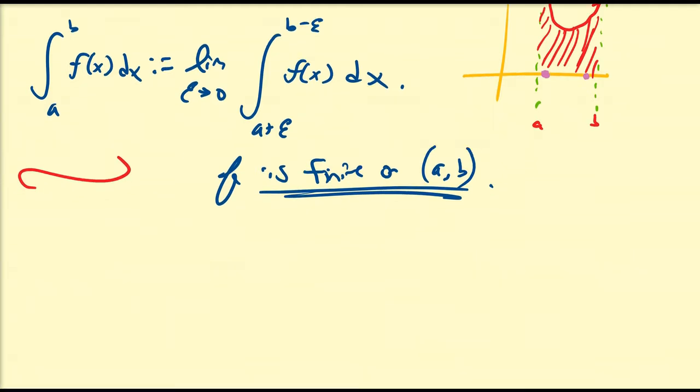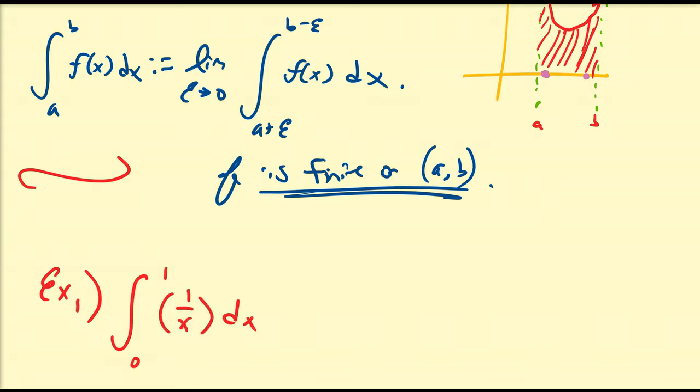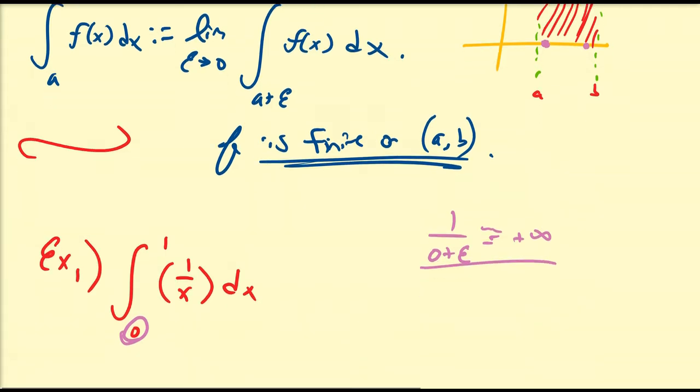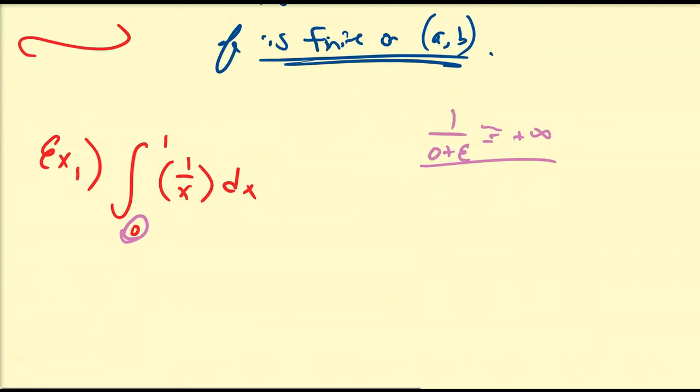All right, so the first example, suppose we have the integral from 0 to 1 of 1 divided by x dx. So is this an improper integral or not? Well, notice that the function 1 over x has a vertical asymptote at the endpoint, right? Because we know that 1 divided by 0 plus epsilon is something arbitrarily close to plus or minus infinity, right? So if that is the case, then this is an improper integral, and we need to use the definition of it.